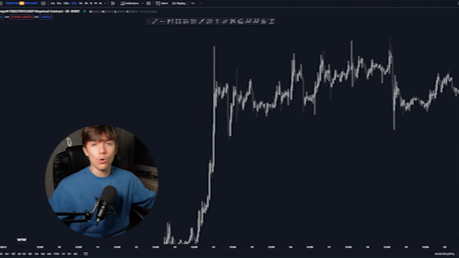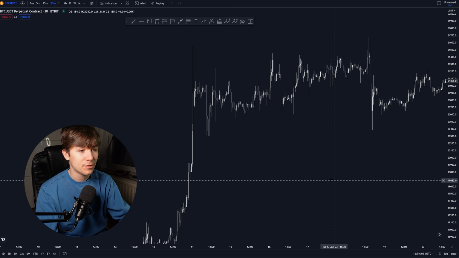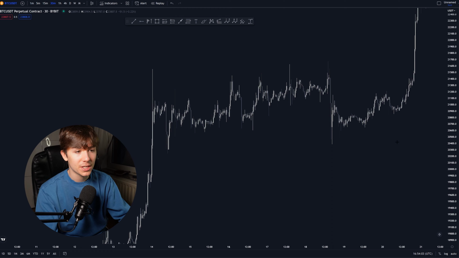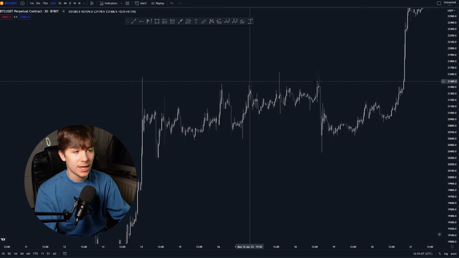What is the fixed range volume profile indicator and how can you use it to your advantage? Let's get to it. Before we use this indicator, we need to first find a range. Look at this, I already found a pretty good range in price right here. A range is basically an area where price stayed in for a while, so basically a consolidation of price.